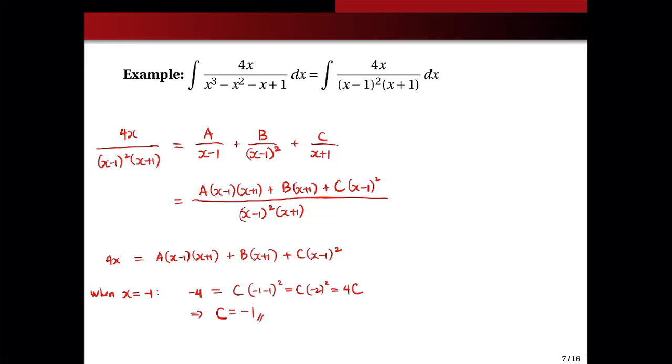Now, when x equals positive 1. Left-hand side, it's just 4. Right-hand side, positive 1, so this will disappear. This guy here will disappear. So you will have b times 1 plus 1, or this is equal to 2b. And therefore, b is just 4 over 2, which is equal to 2.